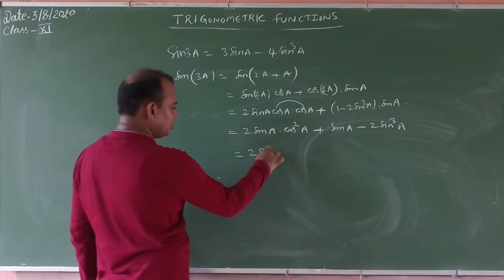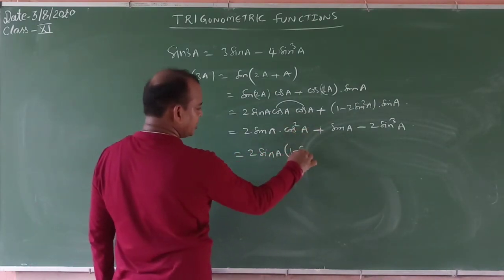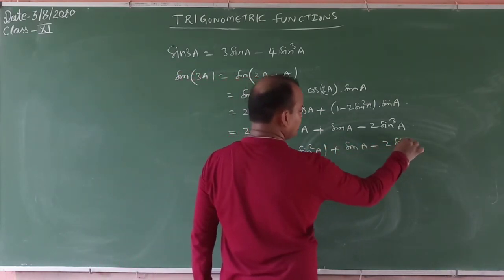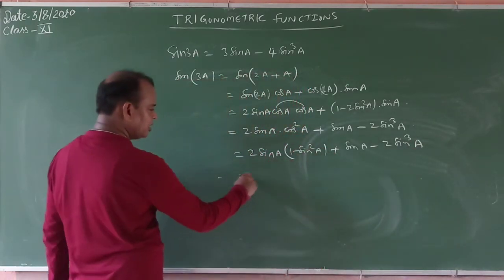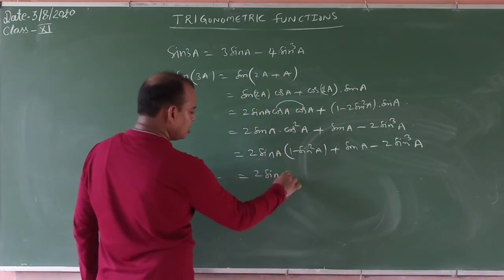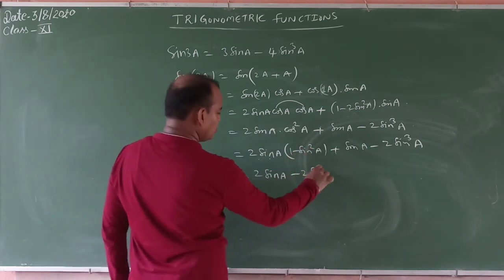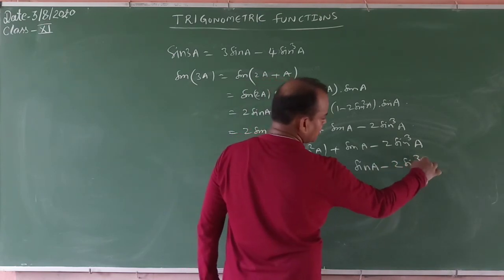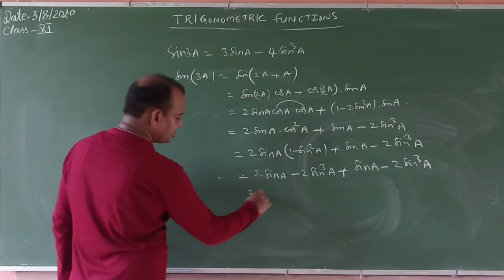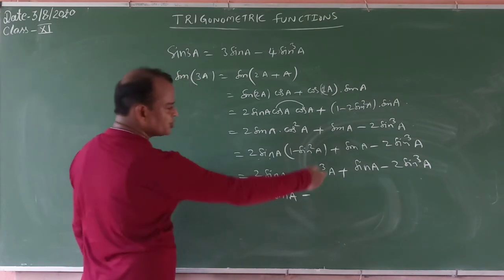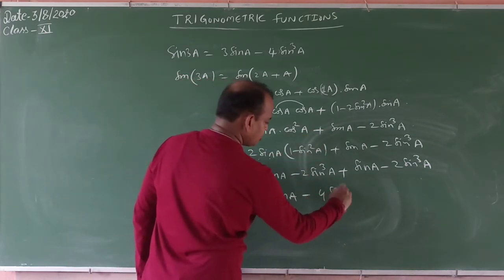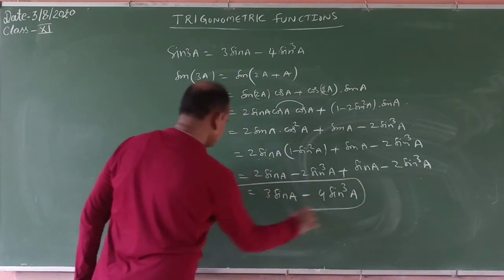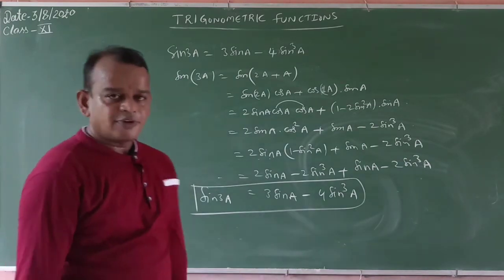Now 2 sin a cos square a, cos square a means 1 minus sin square a, plus sin a minus 2 sin cube a after multiplication. Now again multiply 2 sin a into 1, 2 sin a minus 2 sin a into sin square a, 2 sin cube a, plus sin a minus 2 sin cube a. 2 sin a plus sin a, 3 sin a, minus 2 sin cube a minus 2 sin cube a, 4 sin cube a. This is the formula for sin 3a.